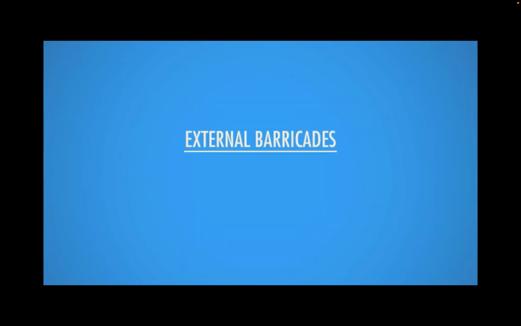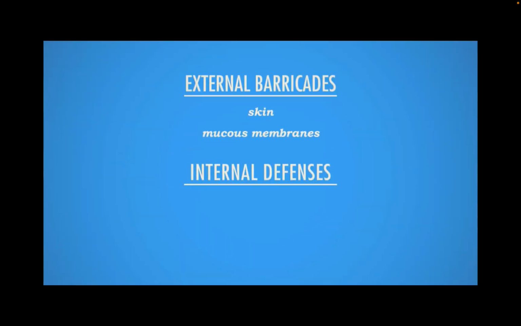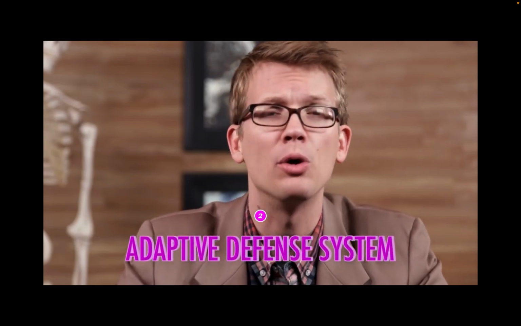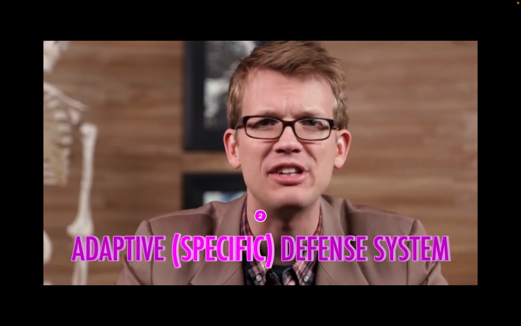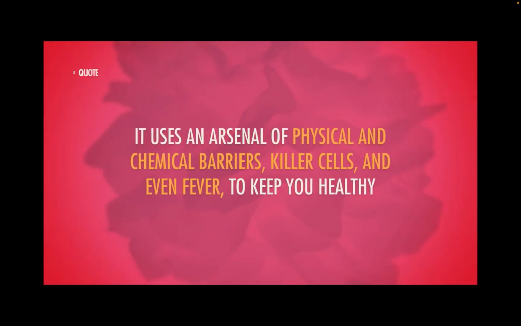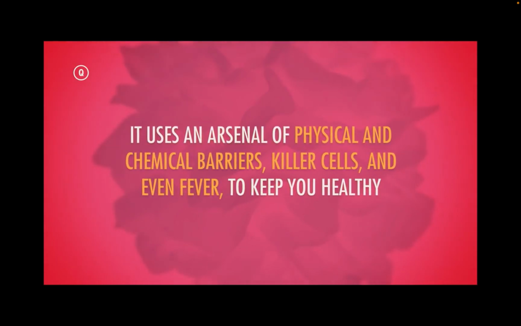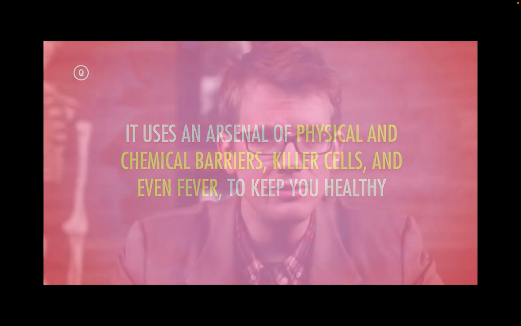Like your average frontline soldier, it's prepared to immediately engage with anyone suspicious, and it mostly includes stuff we were born with, like the external barricades of your skin and mucous membranes, and internal defenses like phagocytes, antimicrobial proteins, and other attack cells. But some enemies must be fought with special forces, and here your body can deploy your adaptive or specific defense system, which is more like your SEAL Team 6. It takes more time to call in, but it's specially designed to go after specific targets, and it keeps files on those bad guys so it knows how to handle them next time around. But today we're going to focus on your innate system and look at how it uses an arsenal of physical and chemical barriers, killer cells, and even fever to keep you healthy, proving that sometimes the symptoms we associate with illness are actually the signs that we're healing.